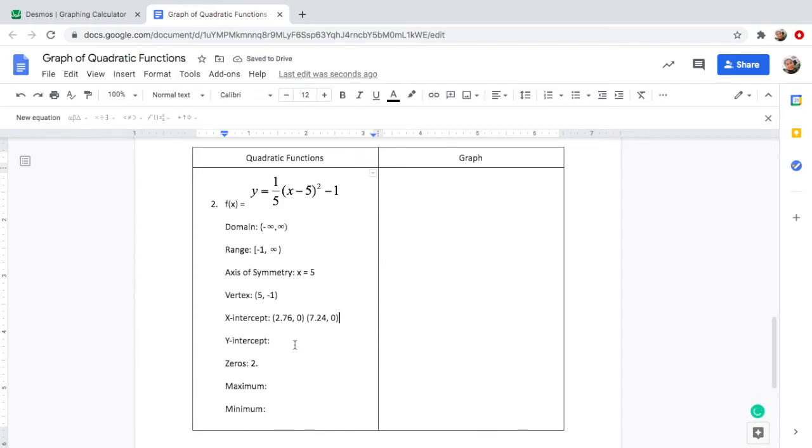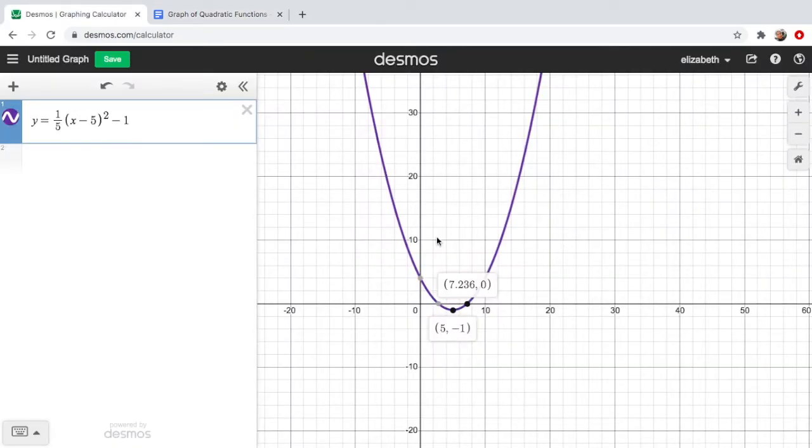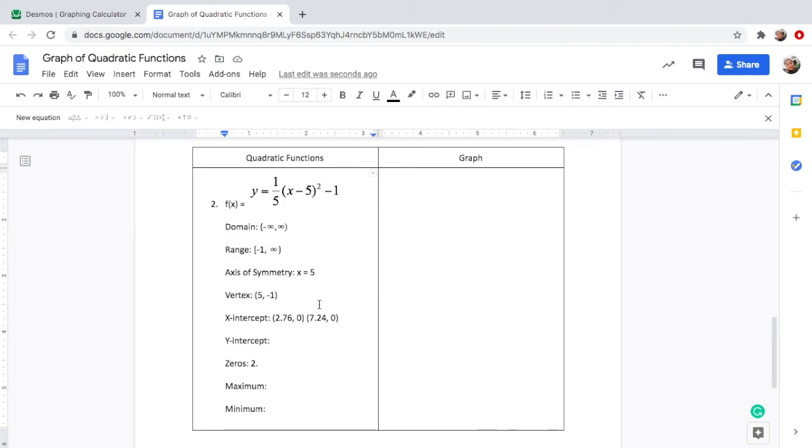How about the y-intercept? The y-intercept, if the given function is written in vertex form, is not the c. So you have to solve, okay? And let's go to the graph. Just click it and the y-intercept is 0, 4. And the zeros of the function can be found at the x-intercept because they are the same.